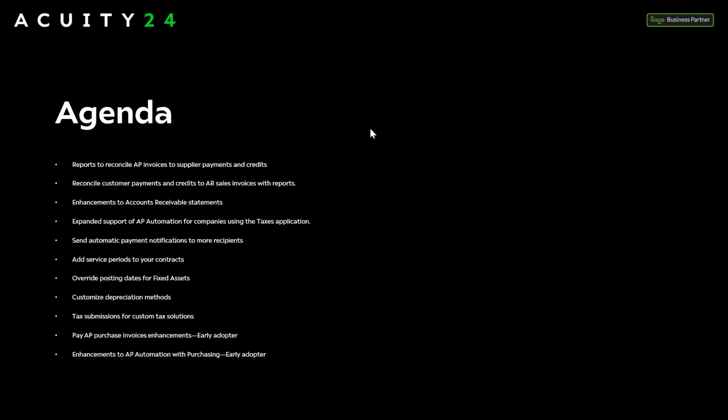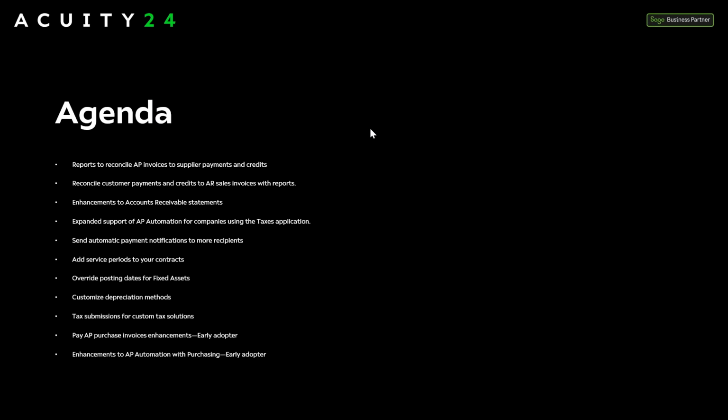We're going to look at the enhancements of the accounts receivable statements, the expanded support for AP automation, particularly in the tax area. Now that we can also send automatic payment notifications to more than one recipient, how to add service periods on your contracts, and then we can also have that on a printed document, how to override posting dates for fixed assets, to do tax submissions for custom tax solutions, pay AP purchase invoices with an early adopter, as well as the enhancements to AP automation, particularly with purchasing and how that will work.